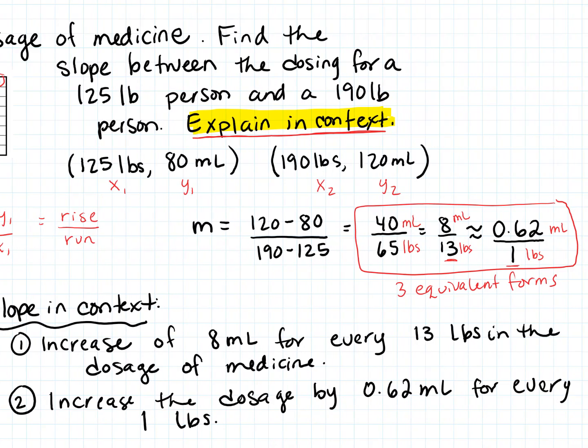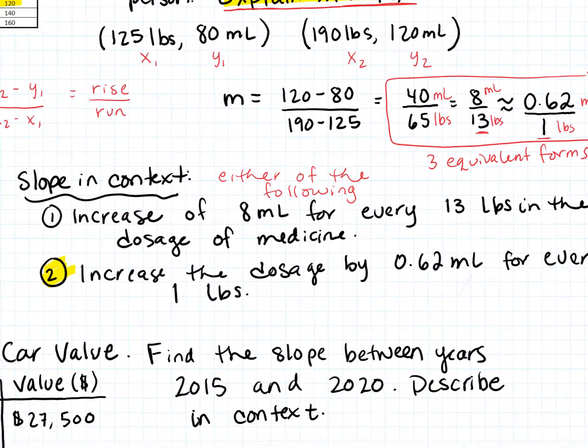Okay, so slopes in context, either of the following. So when we talk about slopes in context, you can use either the decimal equivalent or the fraction ratio. Either one is fine, whatever makes sense. And this one I seem to prefer in terms of the practical context of it. I actually prefer number 2. It seems to make sense to talk about every pound that a person goes up, you should increase the dosage by 0.62 milliliters.